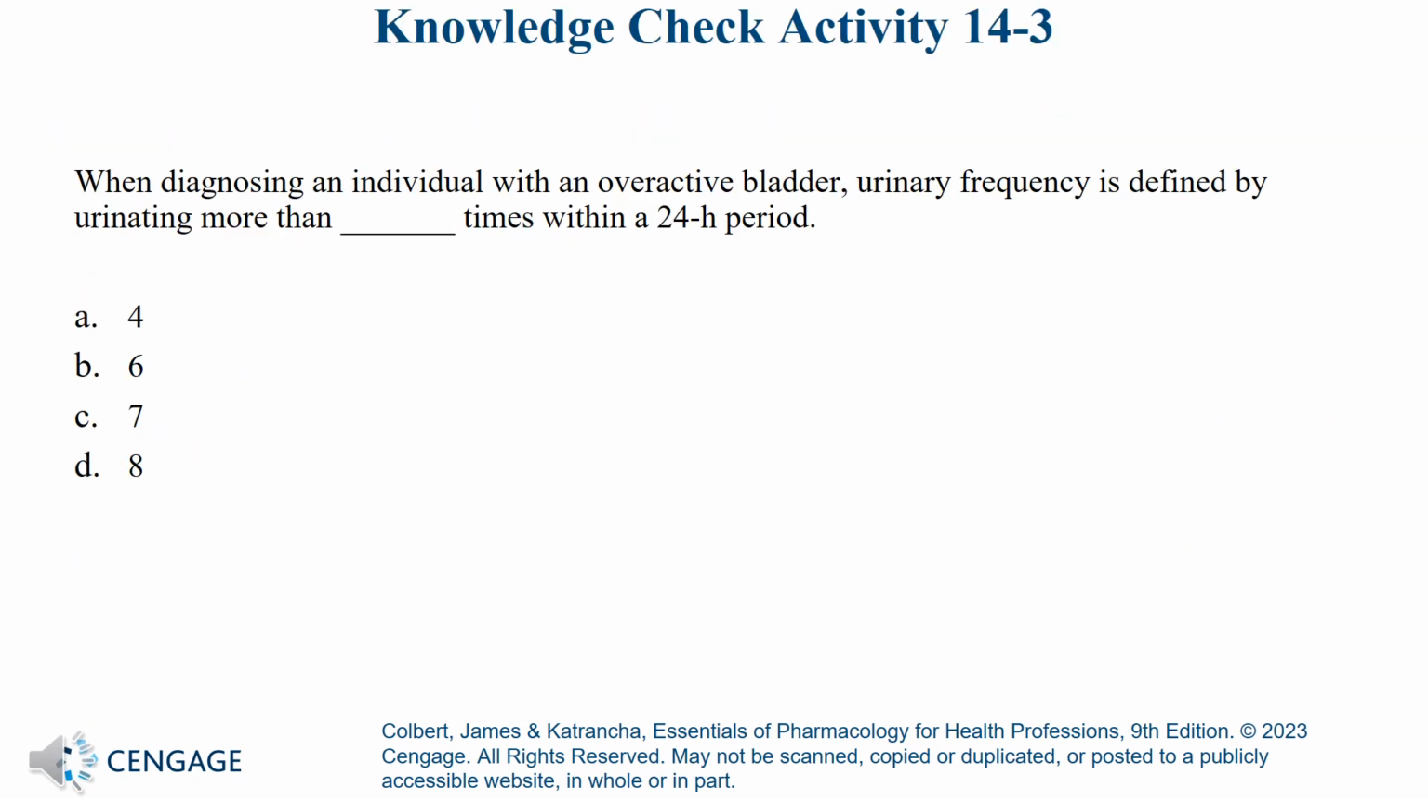We're going to check your knowledge. Here's the question. When diagnosing an individual with an overactive bladder, urinary frequency is defined by urinating more than how many times within a 24-hour period? Look at your choices, write down your answers, and we'll check it at the end of the video.